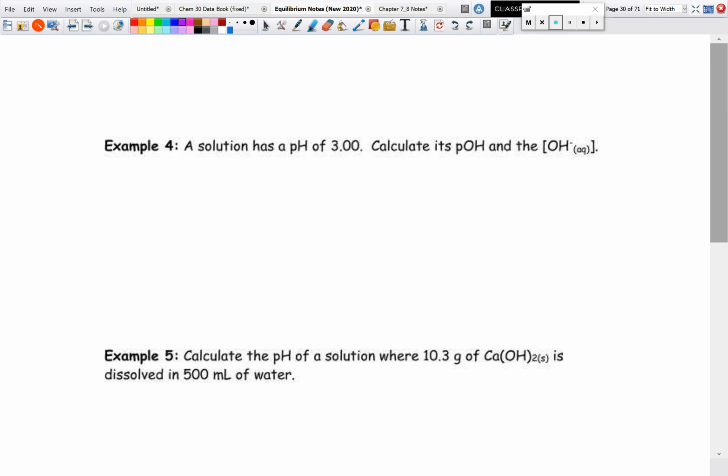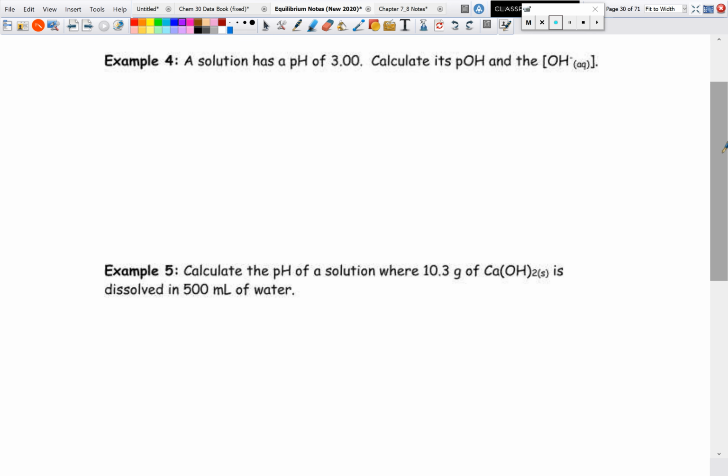All right. So 2 more just to go over, and I believe that is it for this particular lesson. So example 4: a solution has a pH of 3. Calculate the pOH and the concentration of hydroxide. Now, of course, this one right here is kind of giving it away that you can calculate pOH first from the pH, but this could easily be scratched out and you just have pH and then try to find hydroxide.